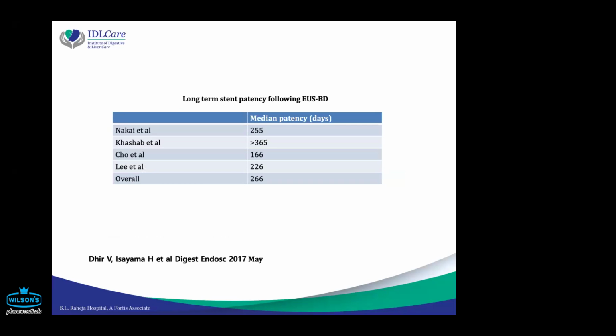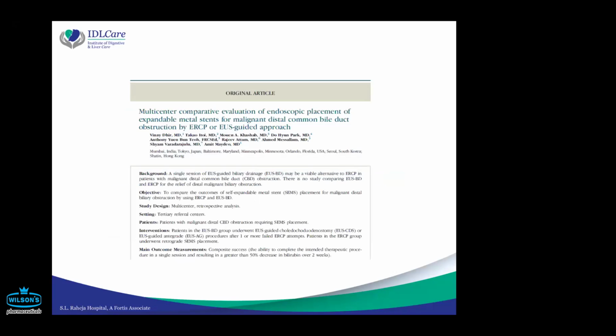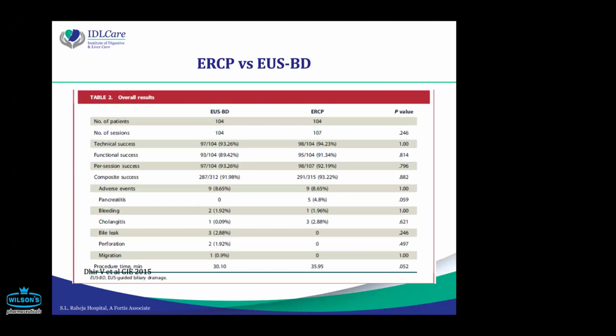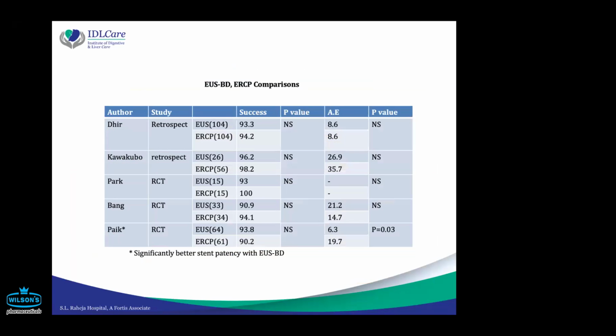How about stent patency following EUSBD? Again, large studies show that stent patency is almost equivalent to metal stent patency following ERCP, 266 days. So pretty good. We also have comparative trials. I will talk about them later. So we were the first to compare ERCP and EUS for malignant distal CBD obstruction. This was a retrospective study, a large study, but a retrospective study. And we showed that there was absolutely no difference in the success rate and adverse events of EUSBD and ERCP. This was a controversial study, but I think following this, a lot of people got ideas and three randomized trials have got published after that.